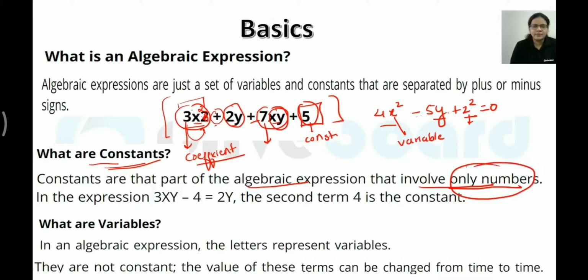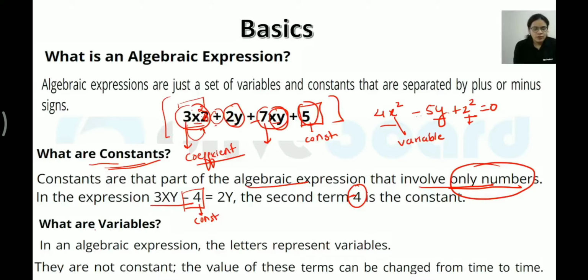This is very, very important. For example, here there is an expression, you can observe minus 4 is the part which is not having any variable. So I'll call this a constant. Are you getting it? The second term minus 4 is a constant. Minus should also be mentioned because you are talking about the term over here. Minus 4 is the constant in this case.